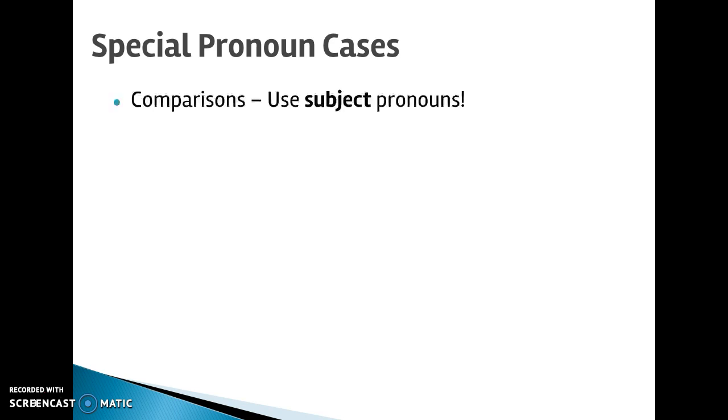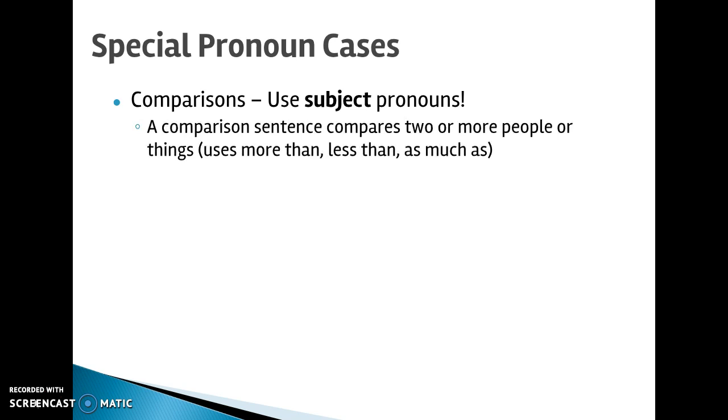Anytime you have comparisons, you use subject pronouns. A comparison sentence compares two or more people or things, and uses more than, less than, or as much as. So for example, she likes Halloween candy more than they. That's very awkward and we don't use that in conversational language, but if you were to complete the sentence, you would say she likes Halloween candy more than they do. So it makes sense that if we drop the verb do, we would still use the subject.